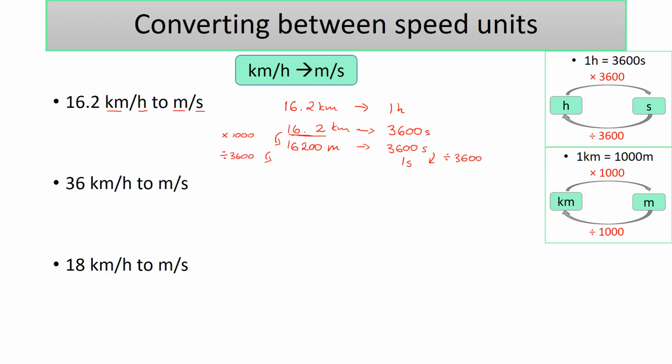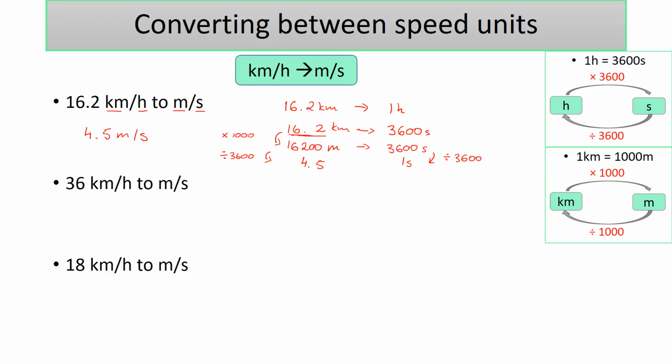Okay, so now the answer to this: 16,200 divided by 3,600 is 4.5. So that means the speed is 4.5 meters per second. I know it might be a little bit confusing because sometimes you do the same to both sides, sometimes you do something to one side, but it's very important you can tell the difference.